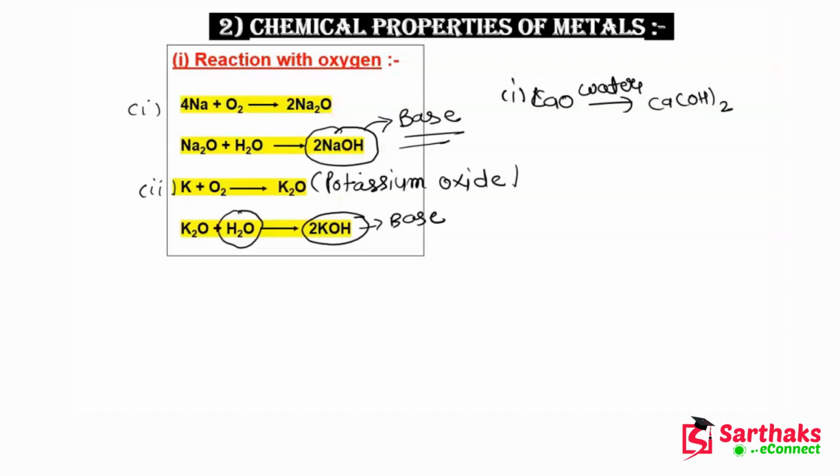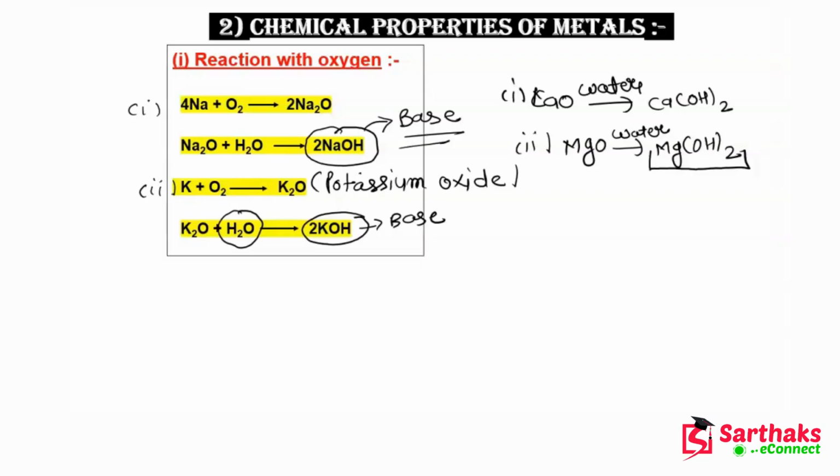Now guys, let's talk about the other example also. MgO. This is magnesium oxide. When this reacts with water, it will also form magnesium hydroxide, which is again a base. This is milk of magnesia. We also already discussed it in the acid, base and salt chapter. So guys, these are some of the examples which show us that metallic oxides are basic in nature.